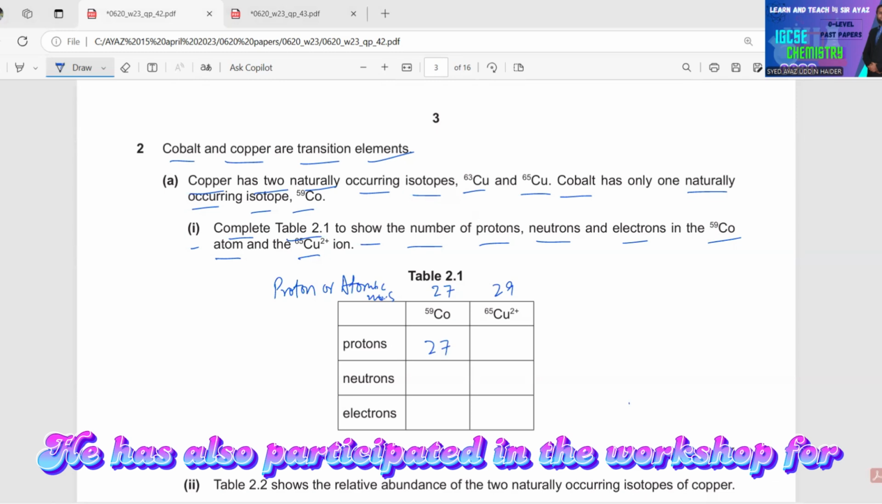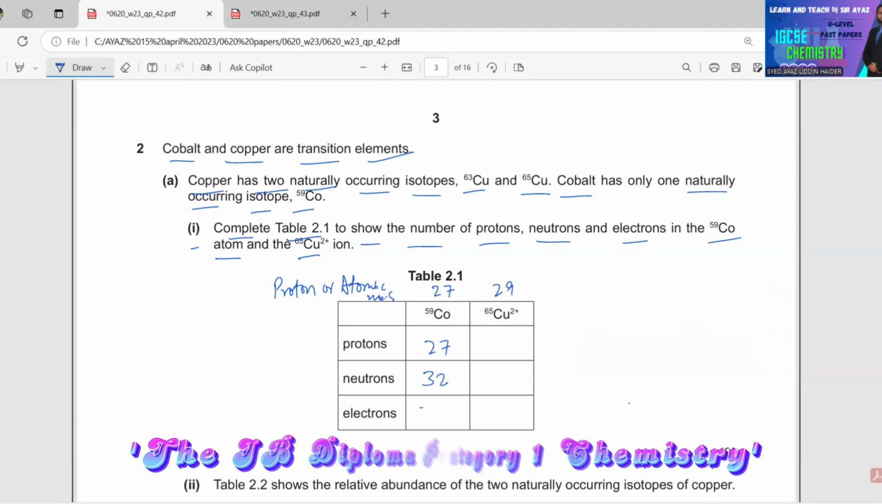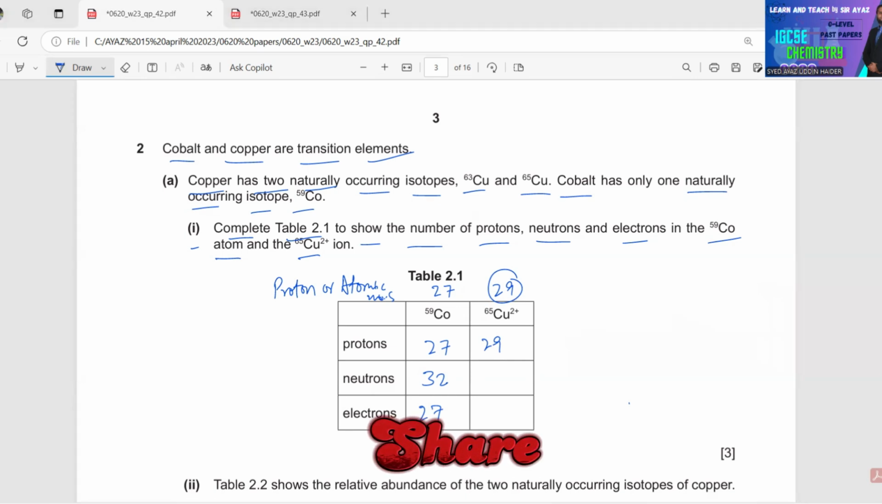59 minus 27, 32. What about electrons? It's a neutral atom, so electrons must be equal to the number of protons, which means 27 will be the answer in this case. What about the Cu 2+ ion? The proton number is 29, which means the number of protons is 29. Number of neutrons, you have to subtract 29 from 65. 65 minus 29, 36.